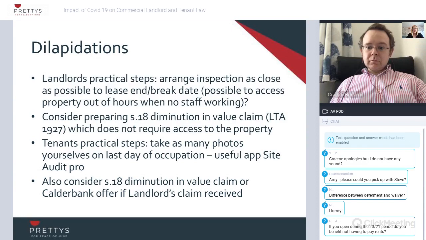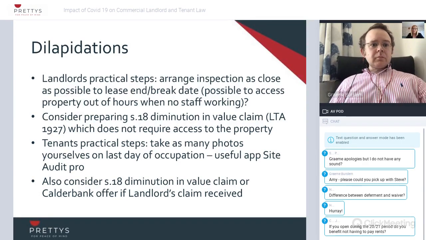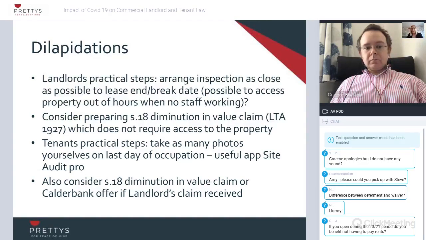So in terms of practical steps, if you can arrange an inspection, please do so. The other option that you could consider is having a Section 18 diminution in value claim. Ordinarily, a dilapidations claim is based on the common law principle of damage to the property. A tenant has had a lease, they have not kept the property in the state of repair as required by the lease, and the landlord is entitled to produce a schedule to show that damage and then claim those damages back from the tenant. There's a whole dilapidations pre-action protocol that goes with that.